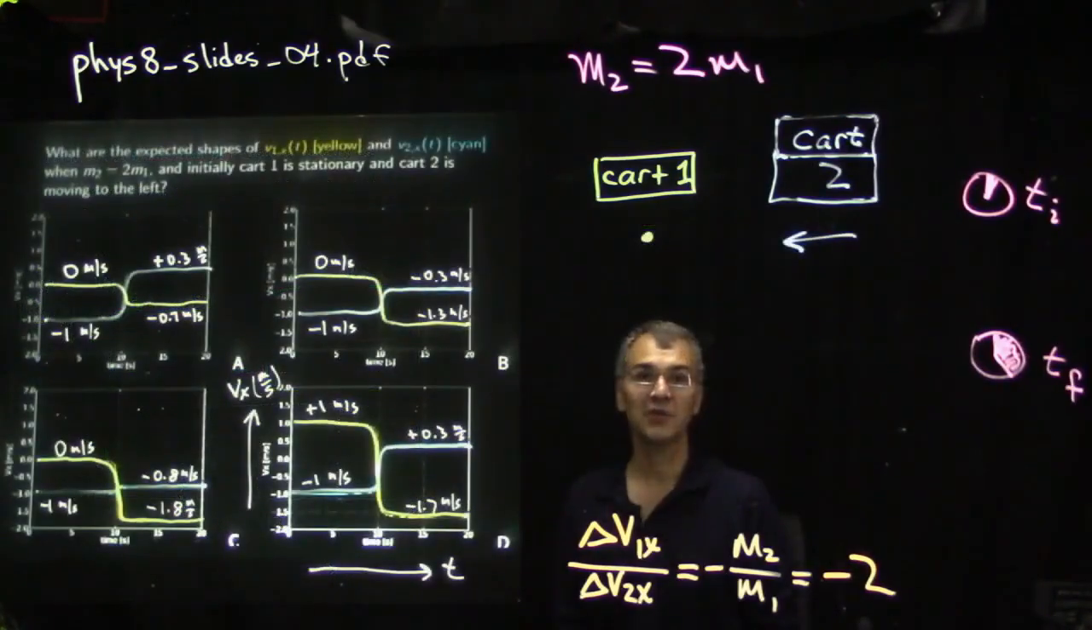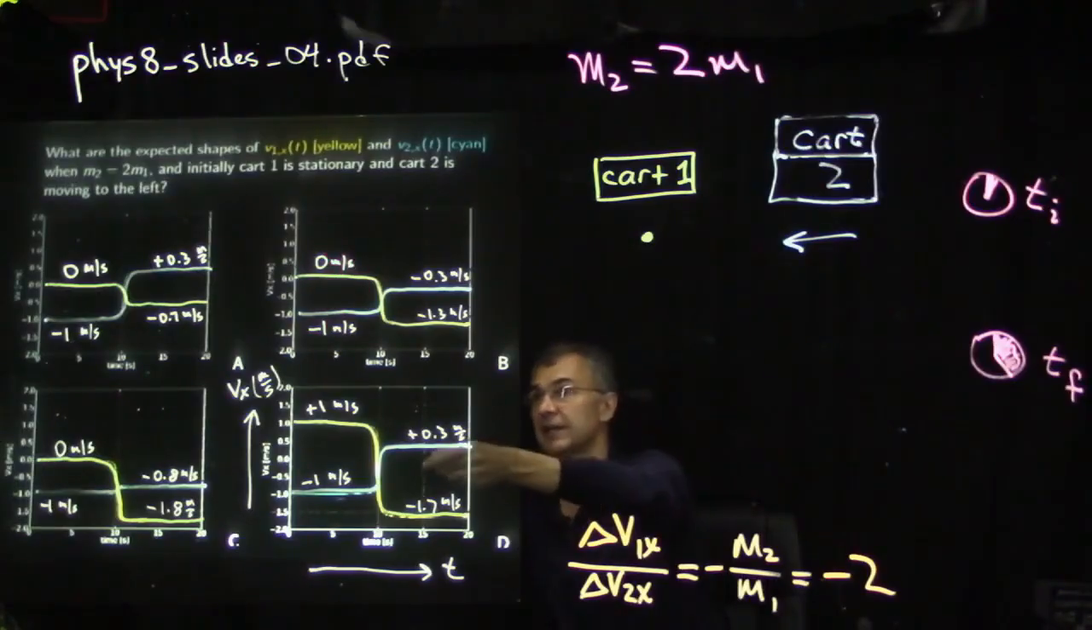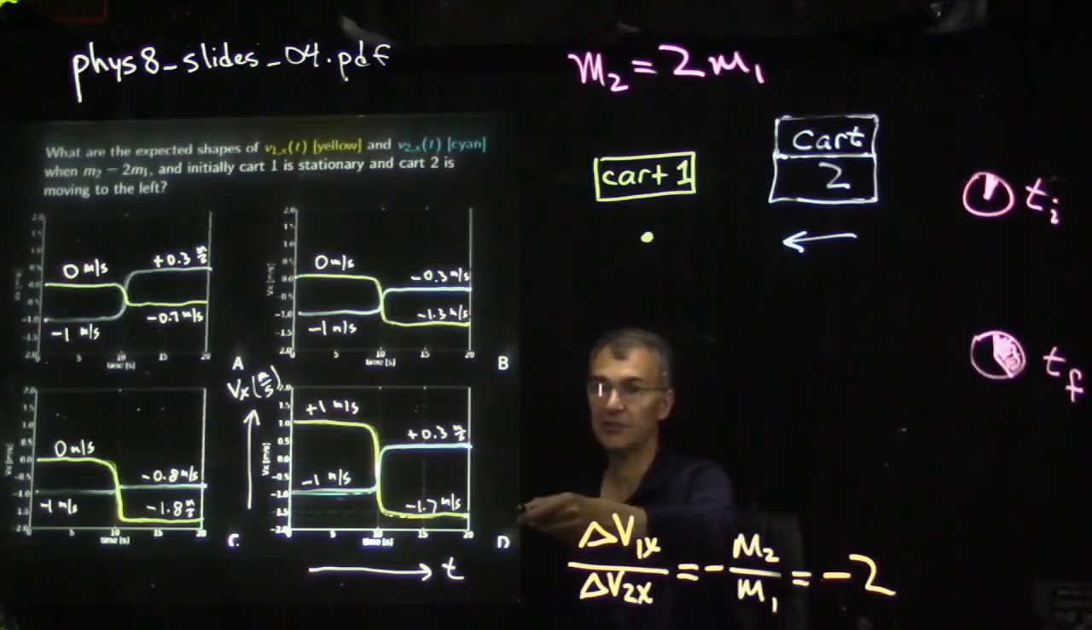Now let's consider a collision between the same two carts. Cart 2 has twice the mass of cart 1, but initially cart 2 is moving to the left while cart 1 is stationary. Let's see which graphs match those initial conditions. Cart 1 should be stationary. Cart 2 should be moving to the left. B matches those conditions. And A matches those conditions. C also matches those conditions. D does not, because D shows cart 1 moving to the right and cart 2 moving to the left. So it's A, B, or C.